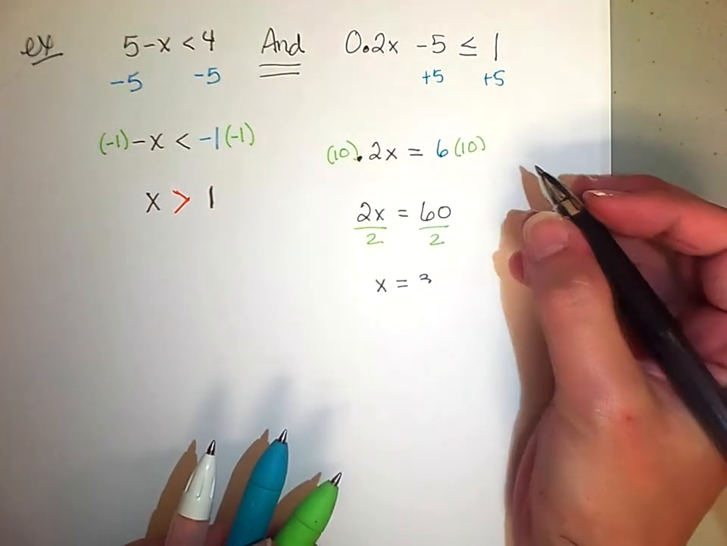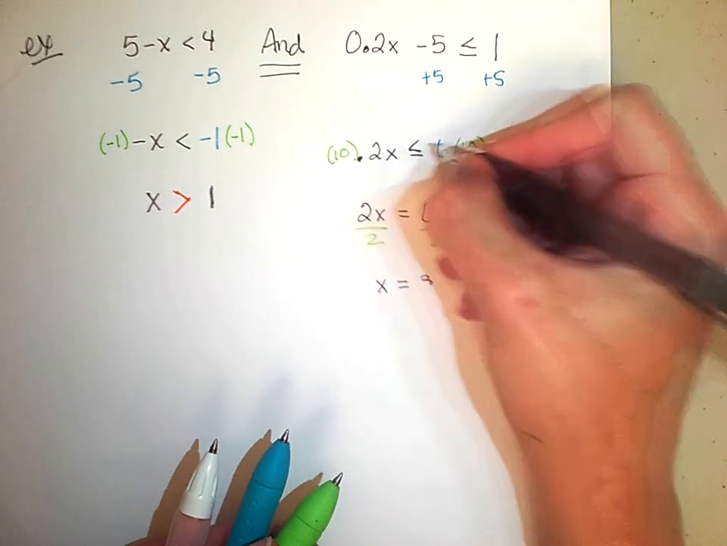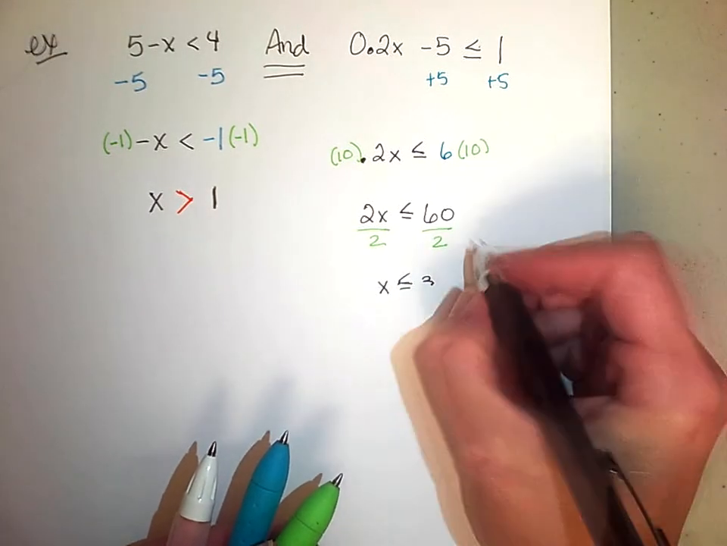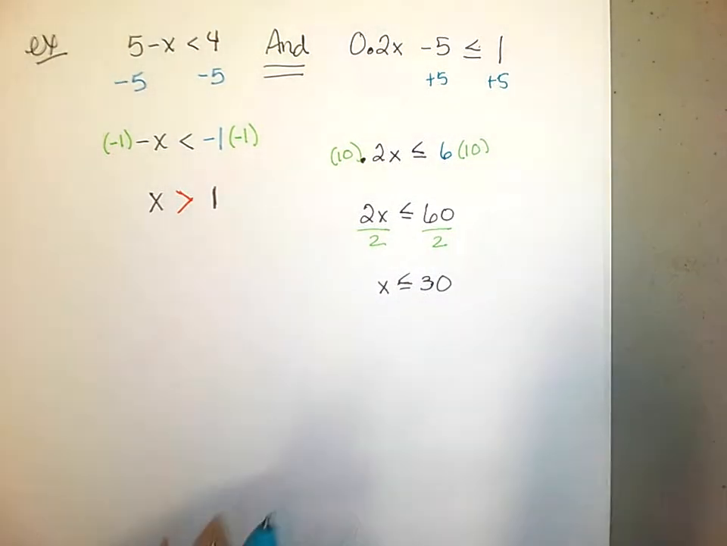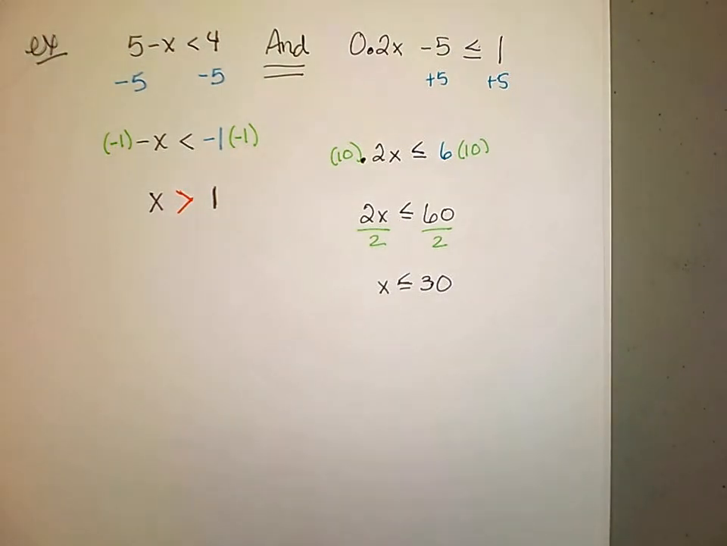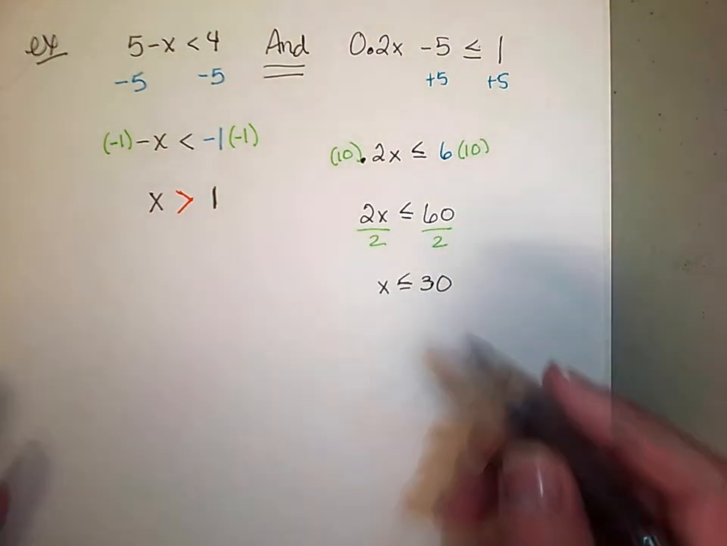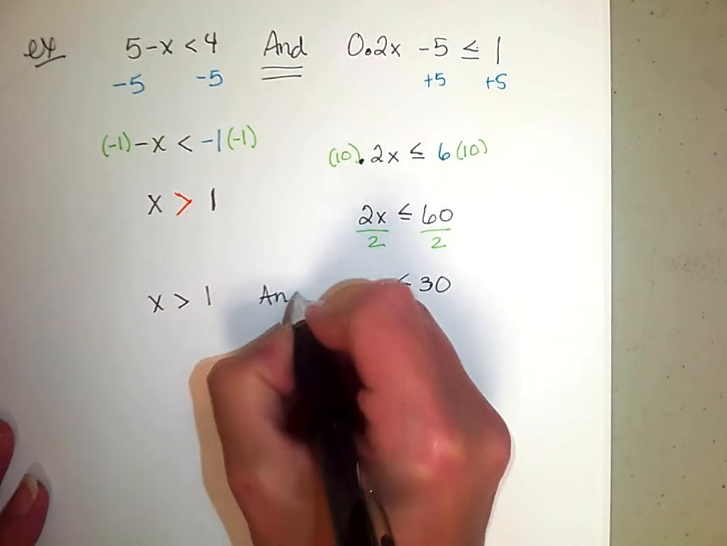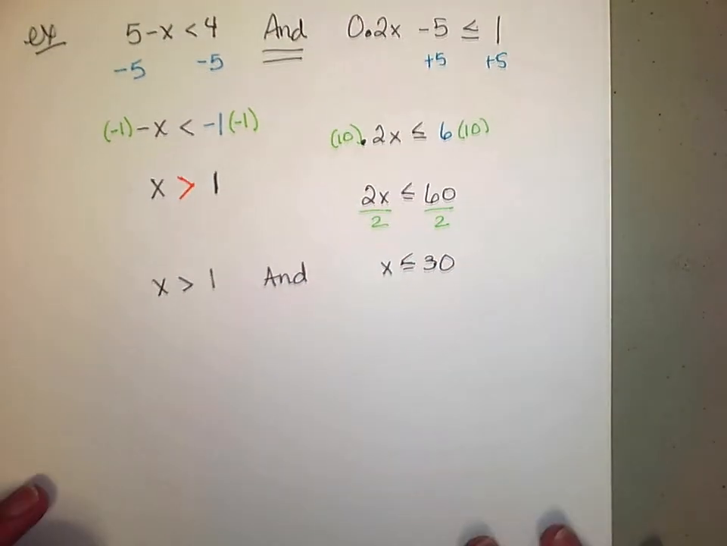Oh, shoot, you guys. These are not equalities. They're less than or equal to. Sorry about that. So x is less than or equal to 30. All right. So these are our two situations. X needs to be greater than 1, and x needs to be less than or equal to 30.